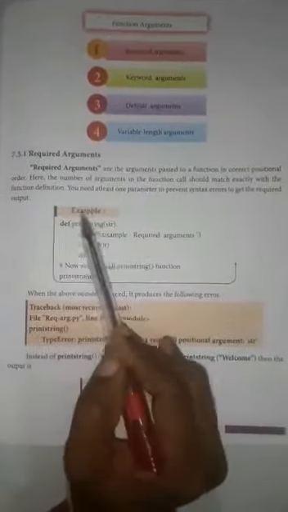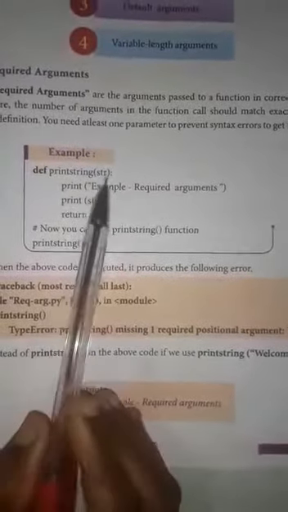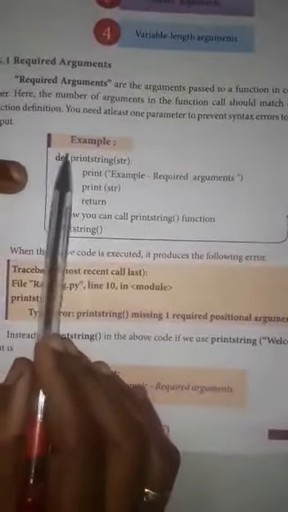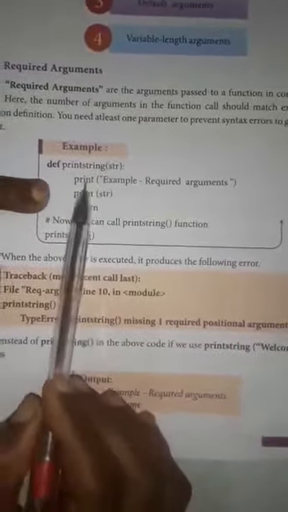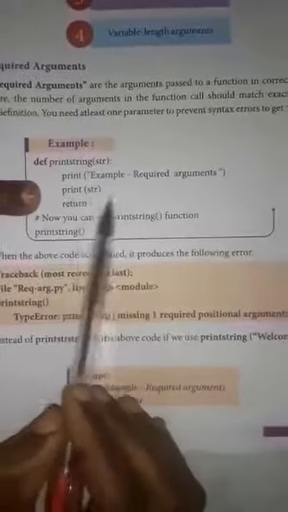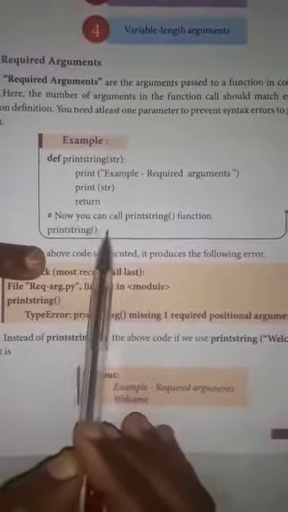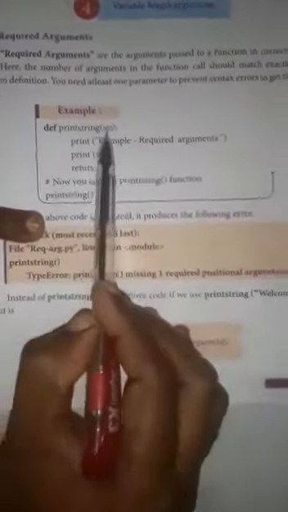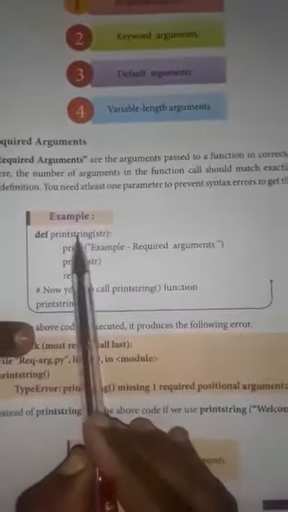So, an example: def printstring(str). Here def is a keyword, printstring is the function name, str is the argument. Print "Example required argument", print str, return. The last line, printstring(), is the calling function, and the one above is the function definition.